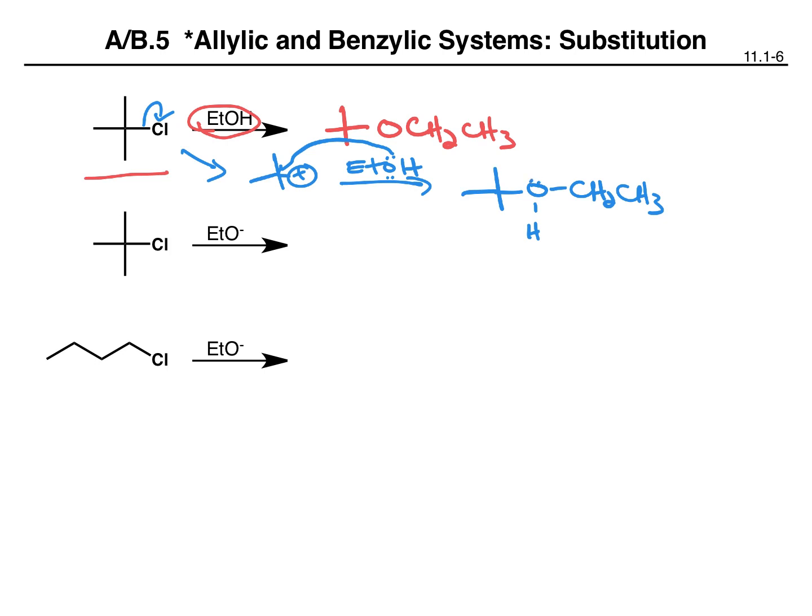So this oxygen still has a lone pair and it has a positive formal charge. And then in a subsequent step, another molecule of ethanol can act as a base, grab off this proton, allowing these electrons to come back here onto the oxygen, which gives us our final product.